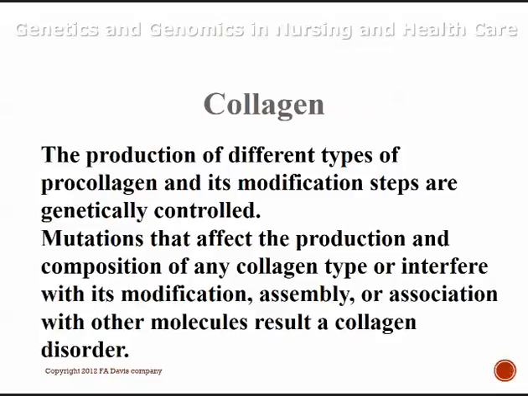The production of different types of procollagen and its modification steps are genetically controlled. In other words, our genes control how collagen is made. Mutations that affect the production and composition of any collagen type or interfere with its modification, assembly, or association with other molecules will result in a collagen disorder.